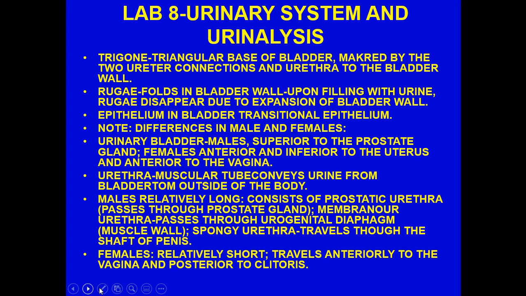Now, if we go to the bladder, we notice some structures internally. The trigone is the triangular base of the bladder, marked by the two ureter connections and the urethra to the bladder wall. Rugae are folds in the bladder wall. Upon filling with urine, the rugae disappear due to the expansion of the bladder wall. The epithelium in the bladder is transitional epithelium. You'll also want to note differences in the location and structure in both males and females.